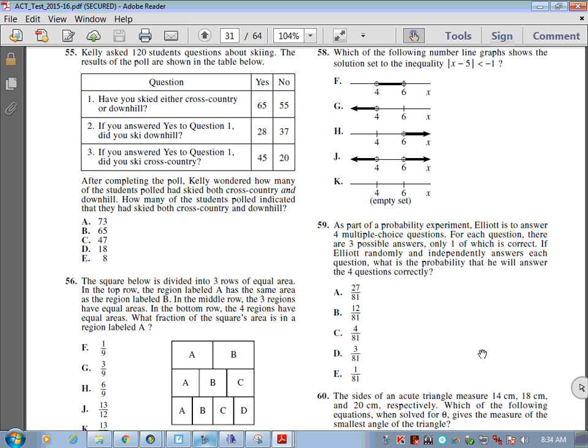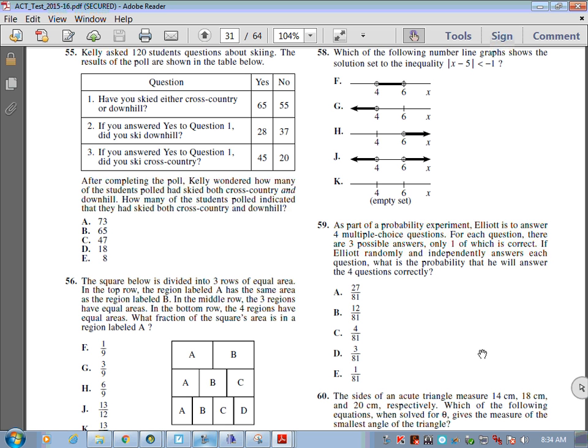Kelly asked 120 students questions about skiing. The results of the poll are shown on the table below. After completing the poll, Kelly wondered how many of the students polled had skied both cross-country and downhill. How many of the students polled indicated that they had skied both cross-country and downhill?